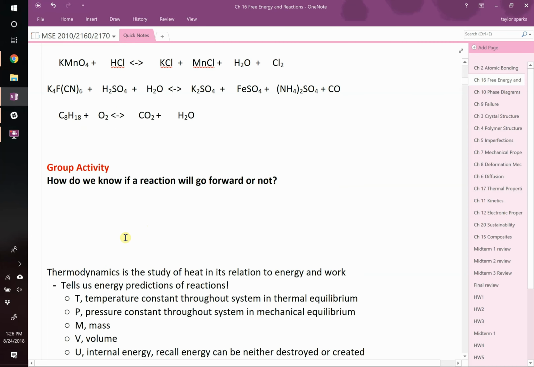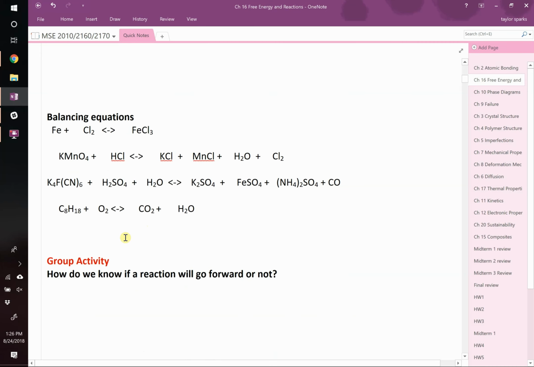Okay, now the question is this, okay? How on earth, for any given reaction, how do you know which way is gonna go forward? Is it spontaneous as you've written it? Or do you need to reverse the products and the reactants, and is that one spontaneous? So turn to a neighbor and tell me, how on earth do we know which one's favorable?